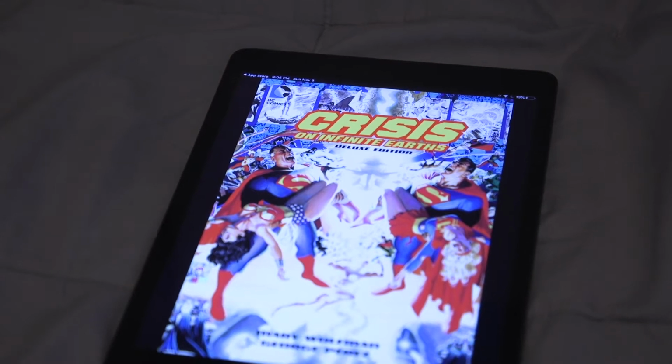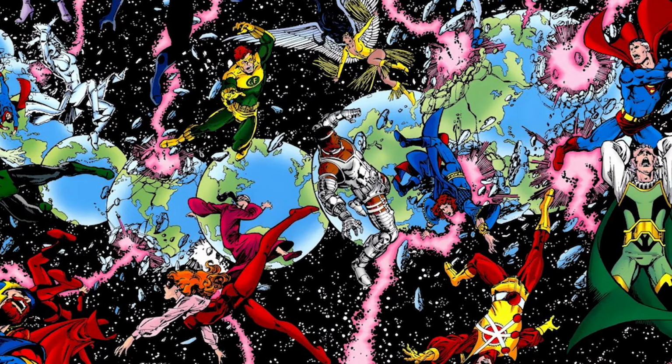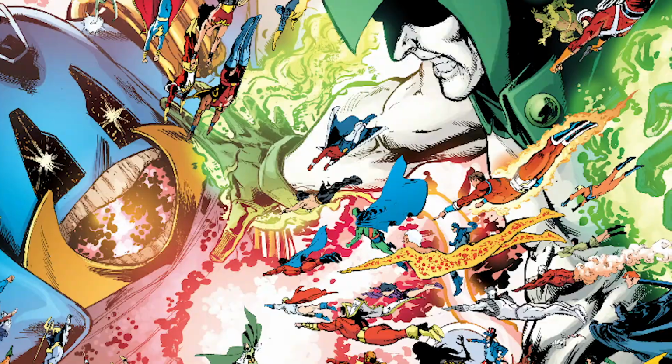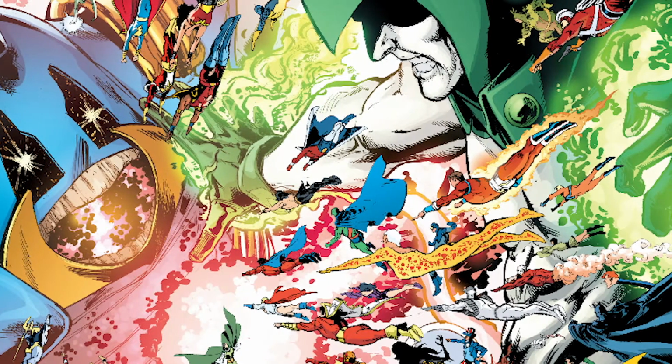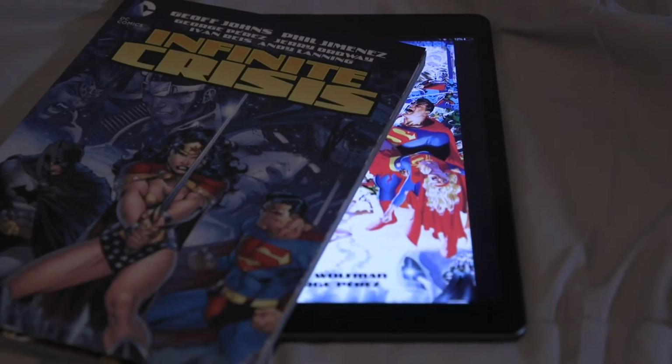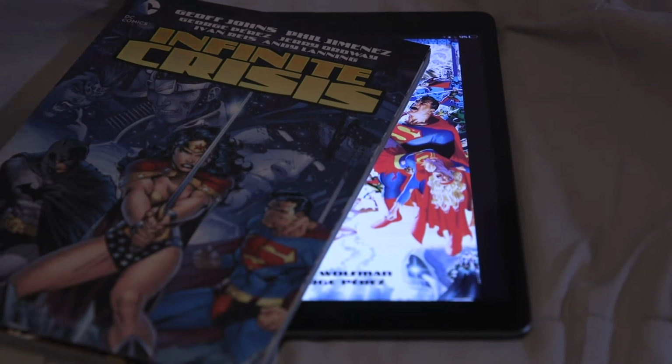Number 1, Crisis on Infinite Earths from 1985, written by Marv Wolfman with art from George Perez. This one involves the villainous Anti-Monitor destroying the DC multiverse until only one Earth remains. This book was integral to streamlining DC's continuity and publishing line in the 1980s. Number 2, Infinite Crisis, written by Geoff Johns with art by Phil Jimenez.